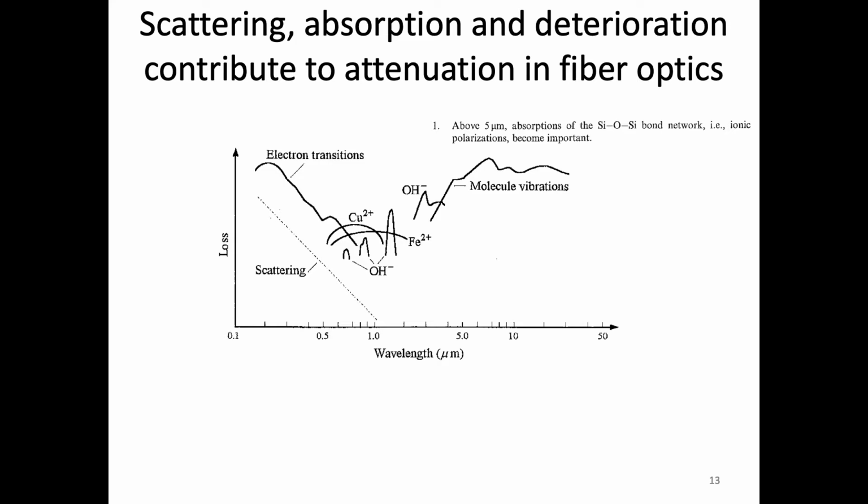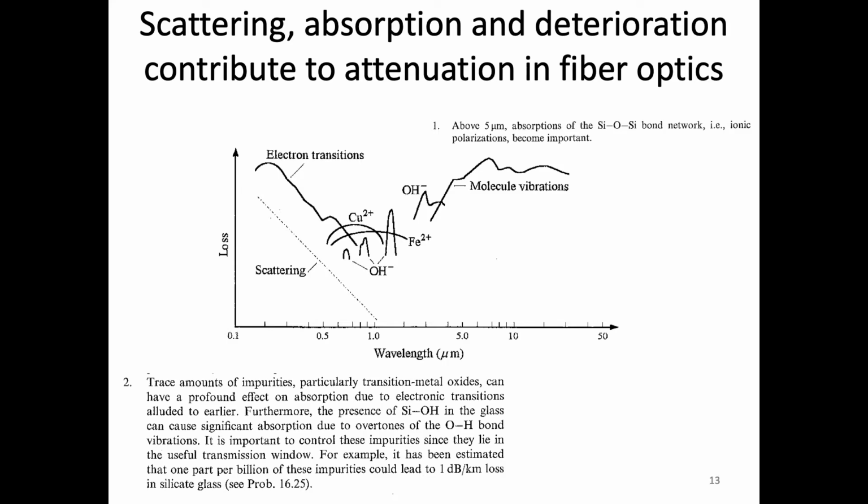Above 5 microns, there's absorption in the Si-O-Si bond network. That's something we can't really control, right? If we're looking at a glass fiber, we're always going to have that bond network. So that typically rules out communications with wavelengths over 5 microns, because that's something we can't necessarily control.